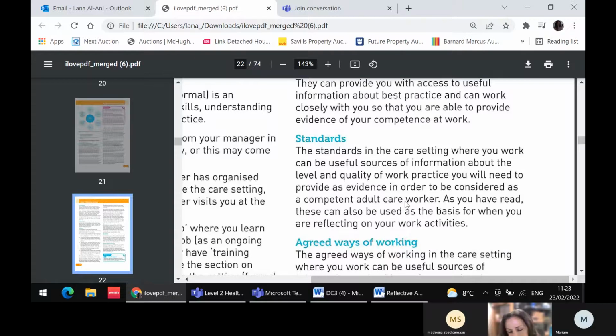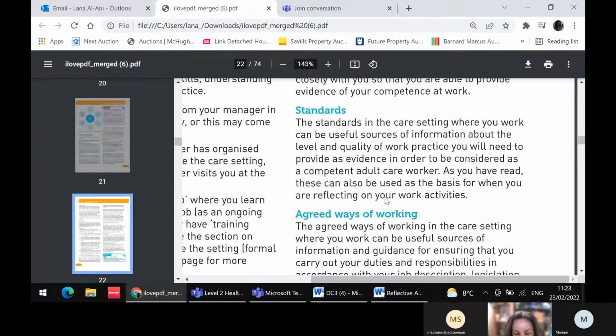Also, the standards that you follow. The standards in the care setting where you work can be a useful source of information. And the care home, so you follow the standards, and you can read these standards from the organization themselves. They would provide you with information about how to follow the standards.